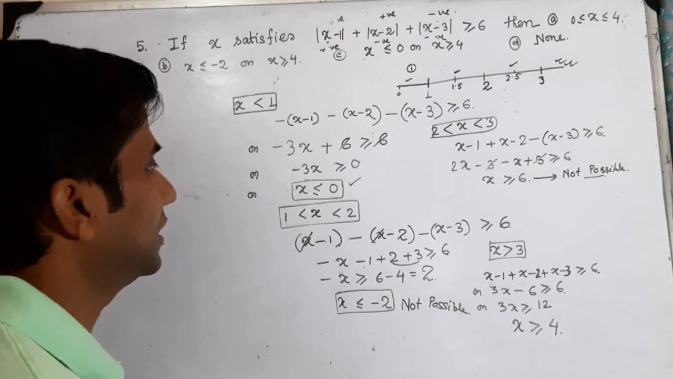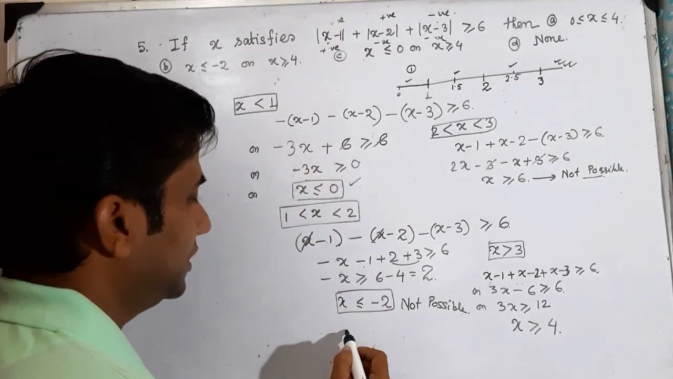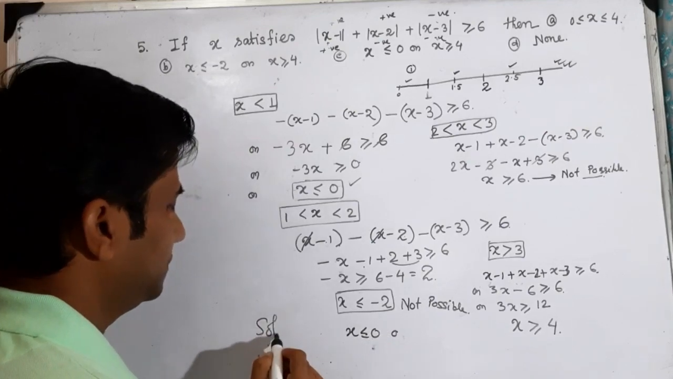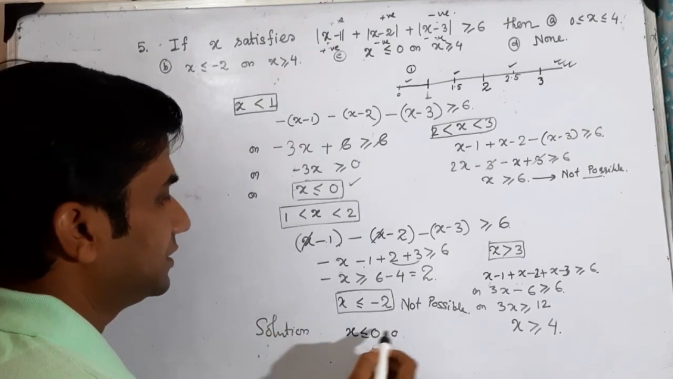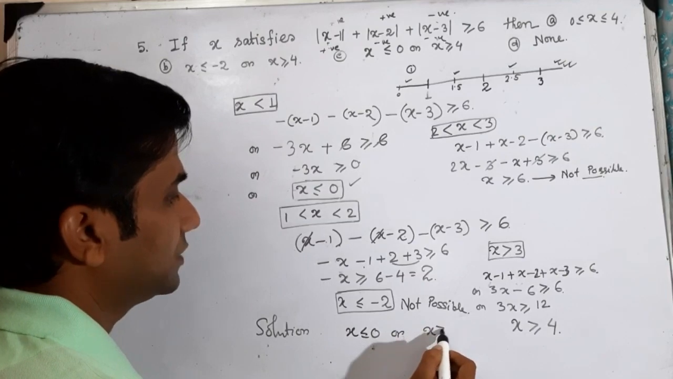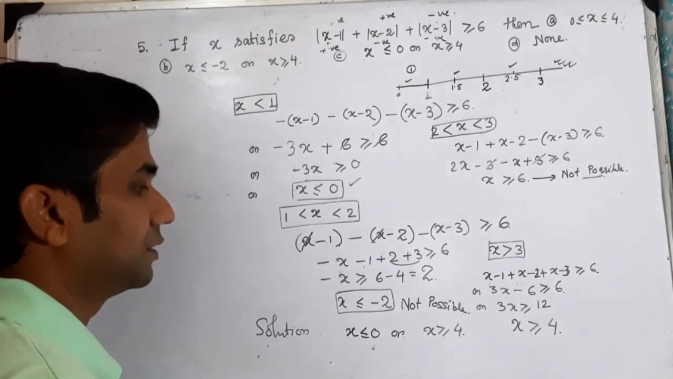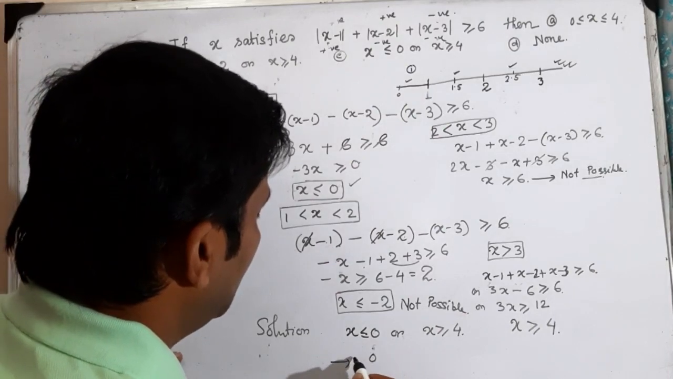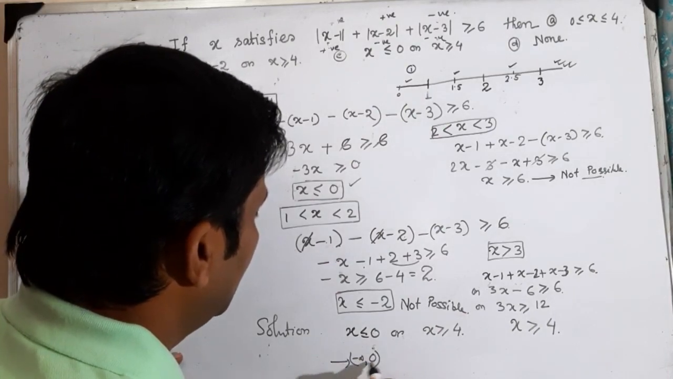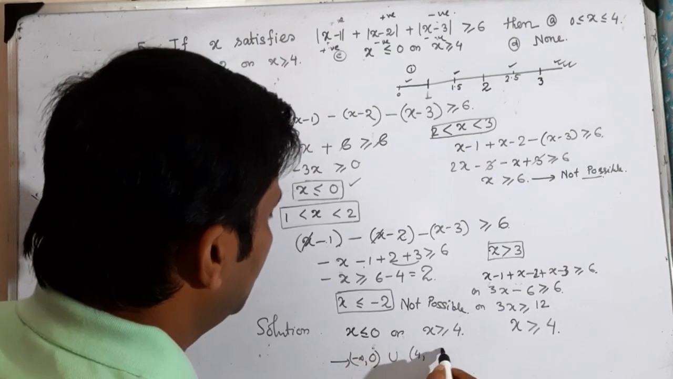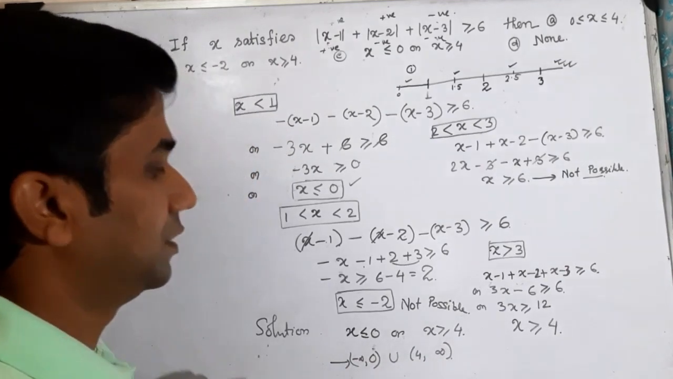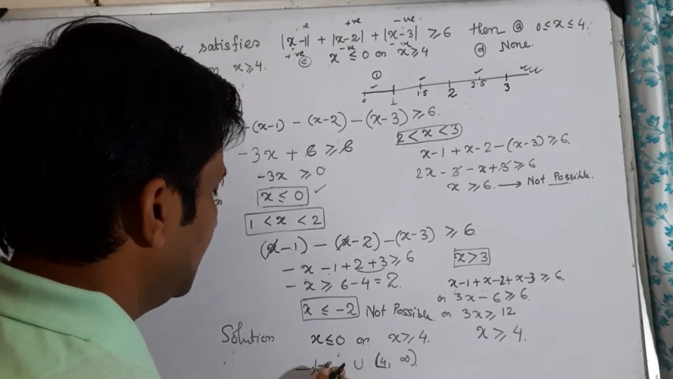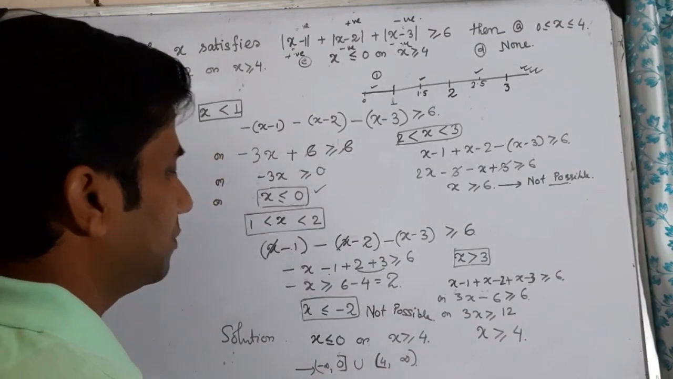So our solution set is x less or equal to 0, or x greater or equal to 4. That means you can say minus infinity to 0 union 4 to infinity.